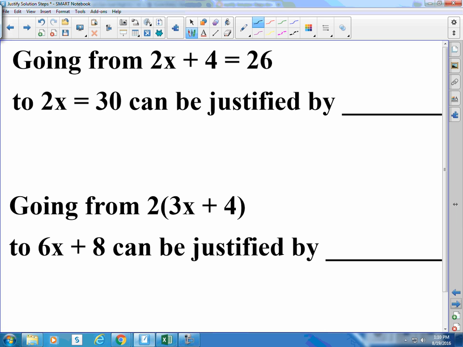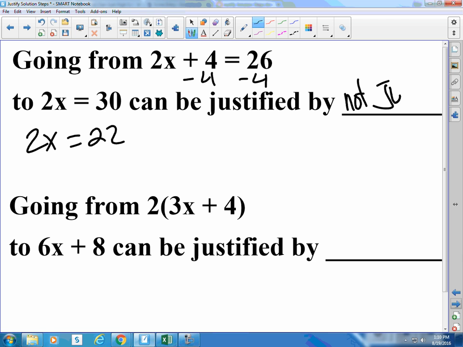Going from 2x plus 4 equals 26 to 2x equals 30. Well, how did we get from one to the other? Let's see. If I wanted to get the opposite of add 4 is subtract 4. If I subtract 4 from 26, I should get 22. So we could say this one is not justified. Not justified. So someone made a mistake.